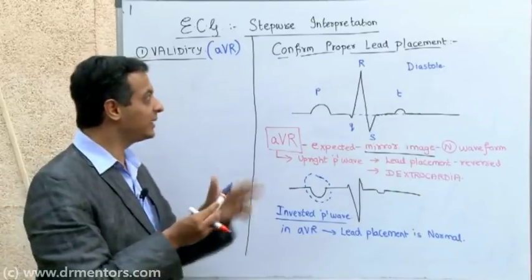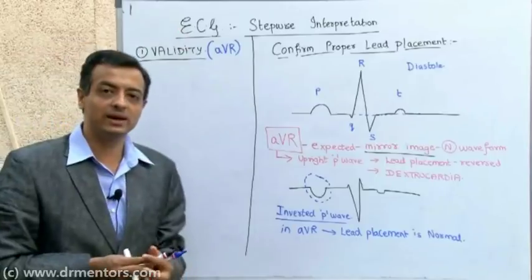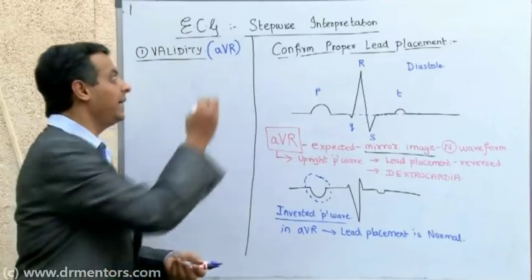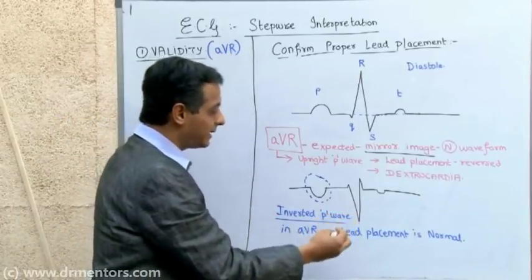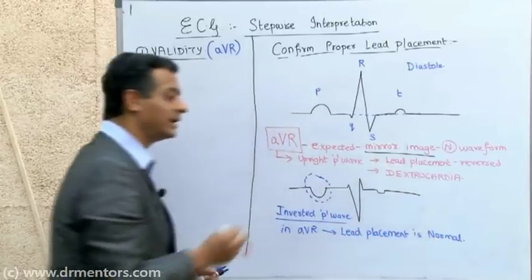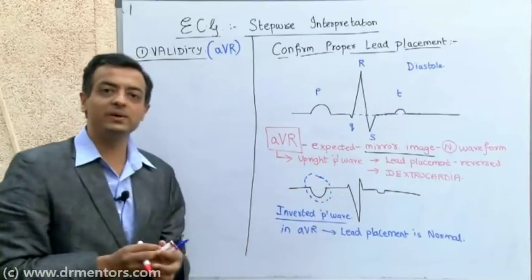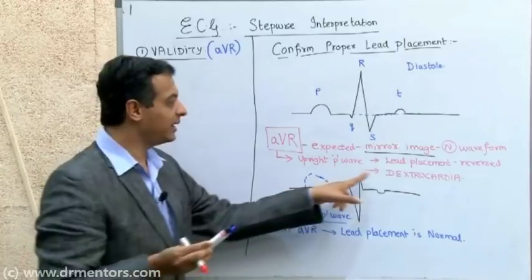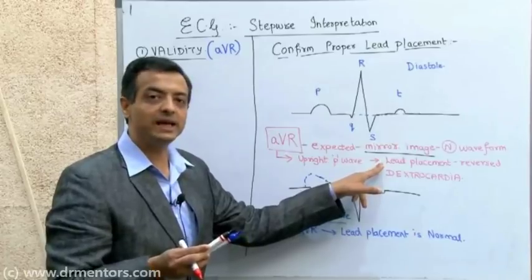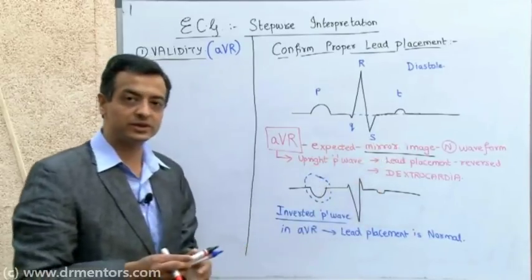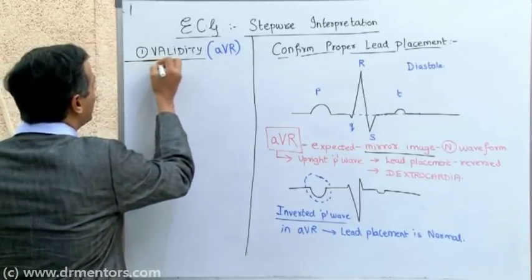Very simple. Once you get the full picture, you will know how simple it is. The first thing when you get an ECG in your hand, what will you do? Look at lead AVR. If the P wave is inverted, it confirms lead placement is normal. And if there is upright P wave, auscultate the patient, look for dextrocardia. If there is no dextrocardia, you will send the patient back saying that the lead placement is reversed. That is the simple test that you want to perform to check for validity of the ECG.